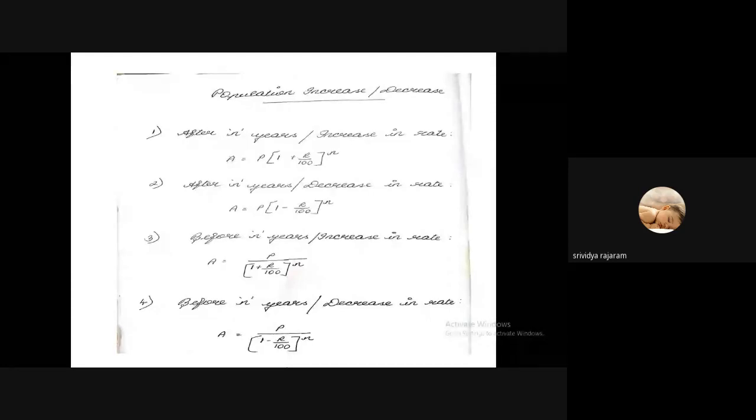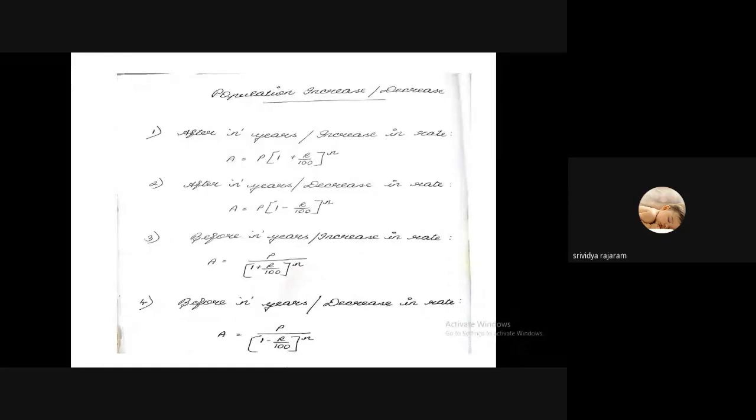Now let us go to the second type of question. That is, if they are asking us to find what will be the population before n years, it is nothing but, in after n years, we are multiplying P into 1 plus R by 100. So if they are asking us to find before n years, we should divide A by 1 plus R by 100 the whole power n. So if they are asking us to find before n years and the rate is increasing, it is A divided by 1 plus R by 100 whole power n. If they are asking us to find the population before n years and the rate is decreasing, it is A divided by 1 minus R by 100 the whole power n.